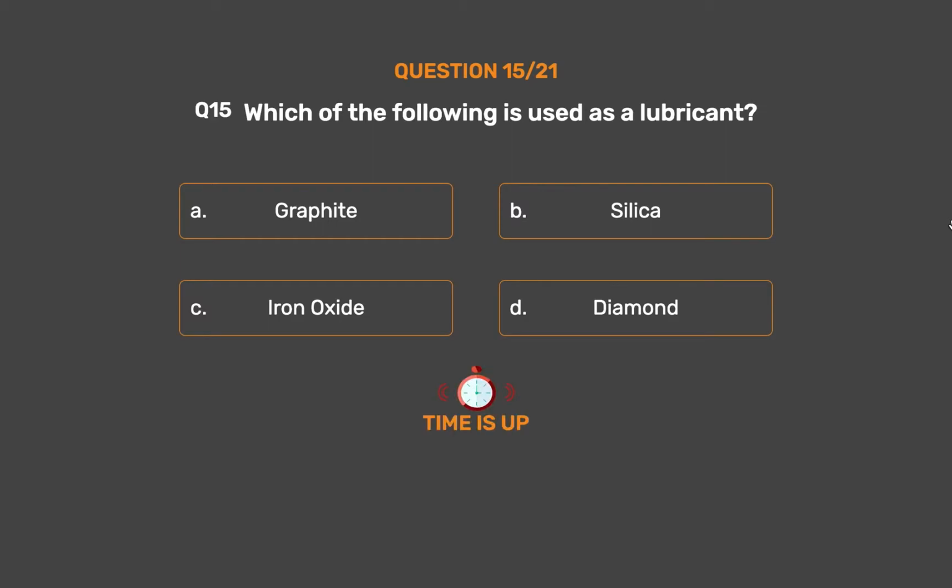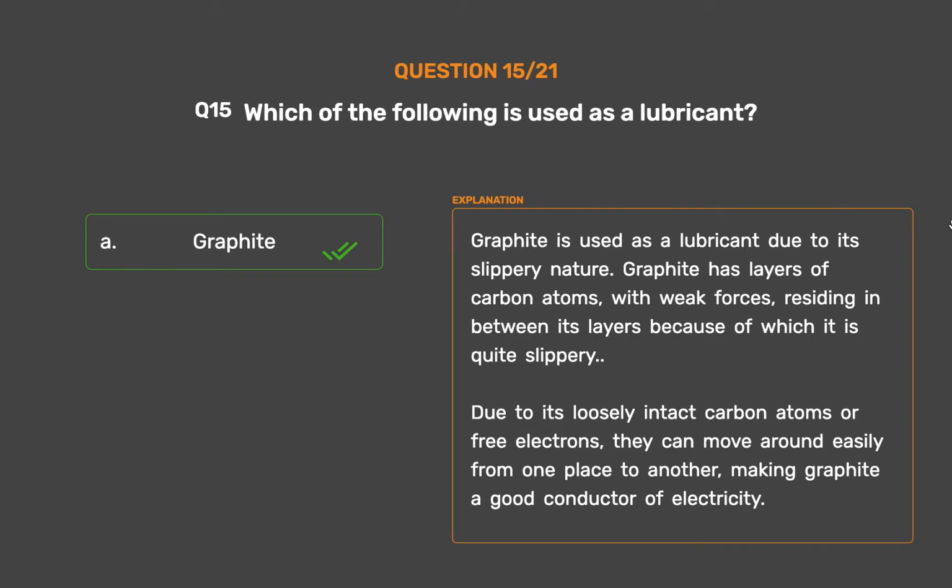The correct answer is option A, graphite. Graphite is used as a lubricant due to its slippery nature. Graphite has layers of carbon atoms, with weak forces residing in between its layers, because of which it is quite slippery. Due to its loosely intact carbon atoms or free electrons, they can move around easily from one place to another, making graphite a good conductor of electricity.